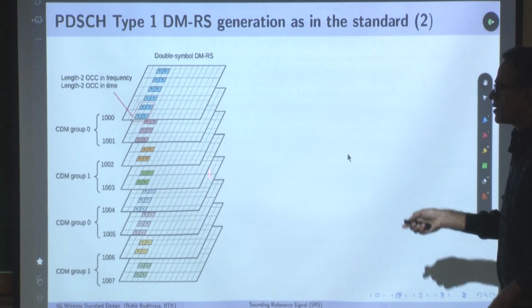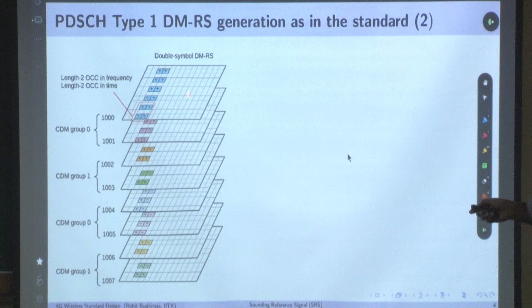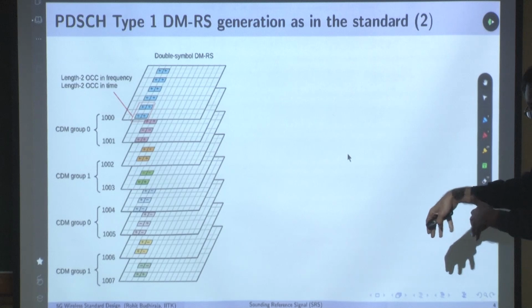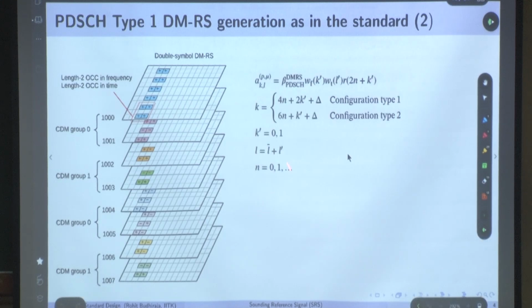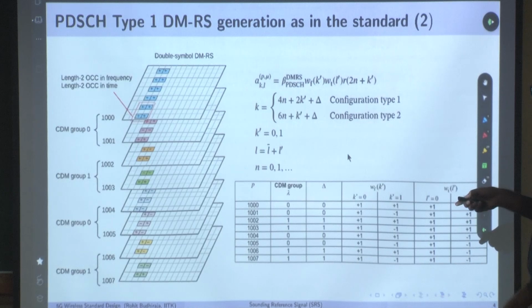I take up this example, which is type 1 double symbol. How many CDM groups are there? Group 0 and group 1, two different groups, as shown in the last table. So you see this is much better seen now. Let us look at A, K, L, and this is the port. If you substitute everything over here, it will be clear what is happening. Let us try to see what is happening.